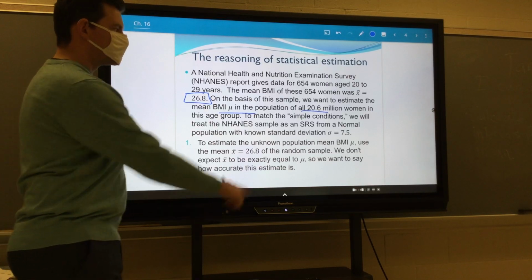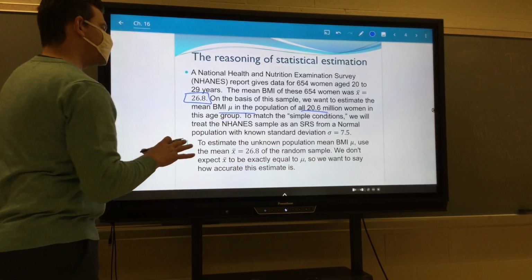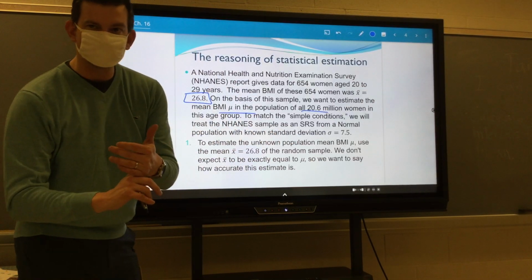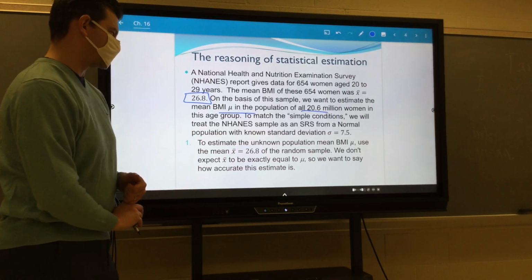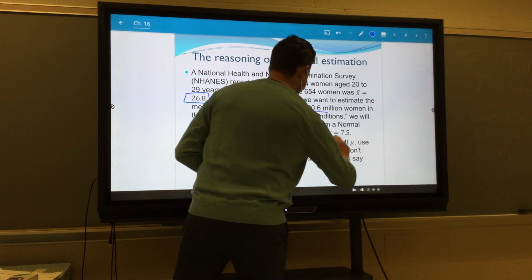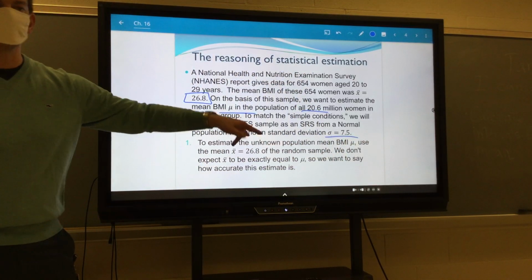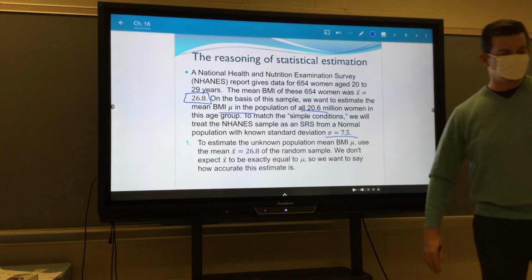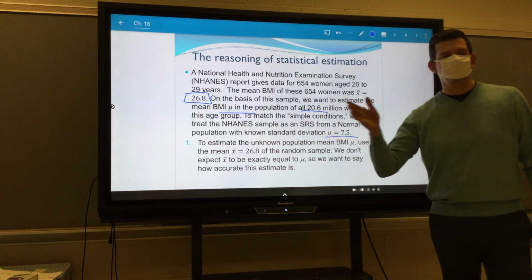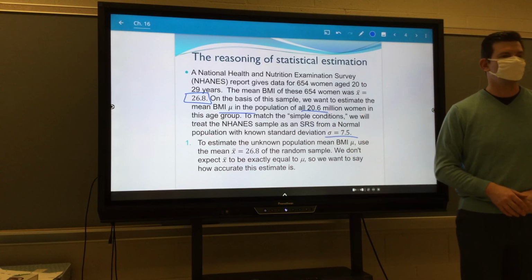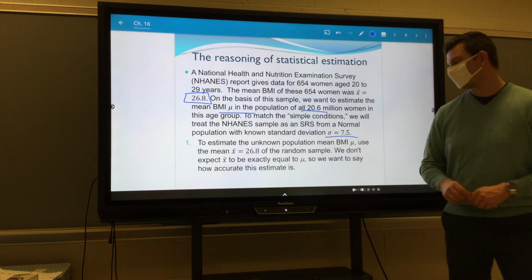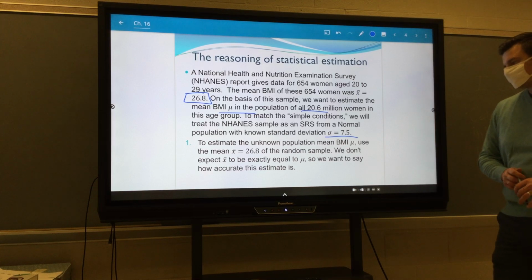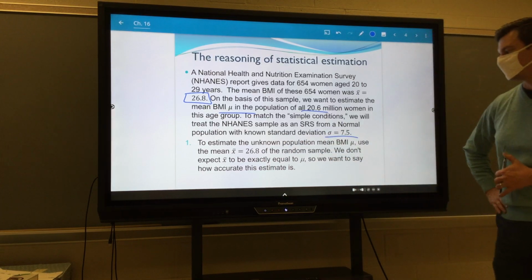So to match these simple conditions that we just looked at on the last slide, we will treat this NAMES sample, pretend it's a simple random sample from a normal population, and the standard deviation, they give us a number here. I'm going to talk more about standard deviation at the end of class, okay? But let's just play into their little fantasy here that we don't know the population's mean, but we do have the population standard deviation of 7.5. Yeah? Now, to estimate the unknown population mean BMI, we have X bar 26.8.